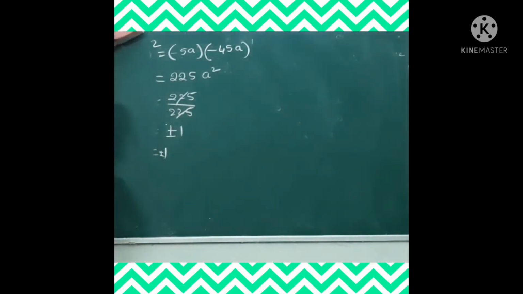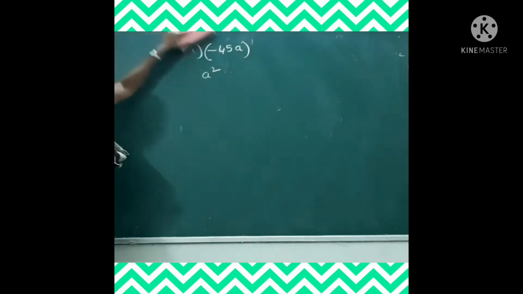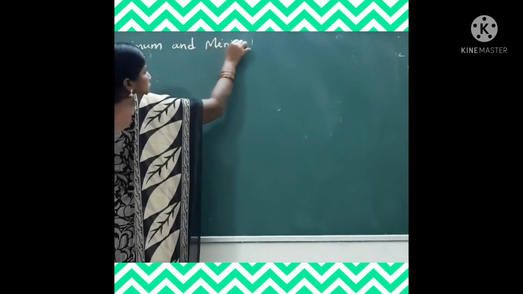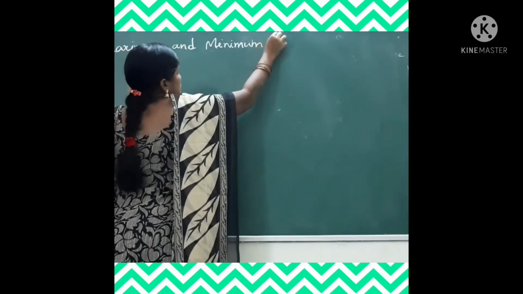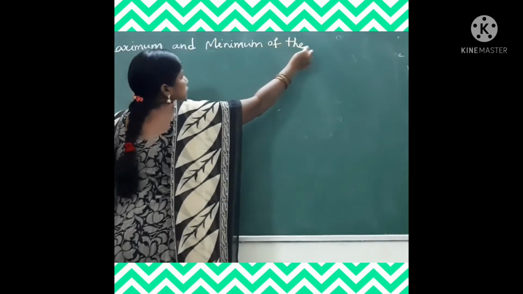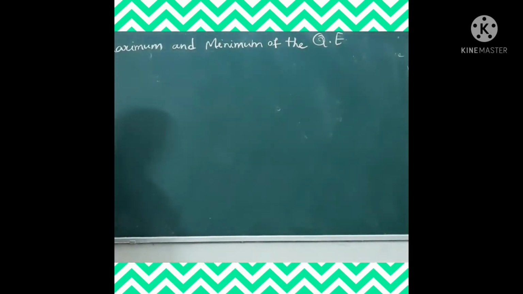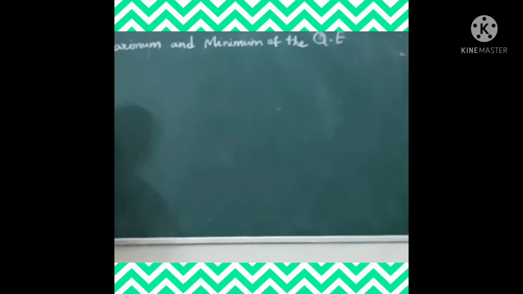Next one is maximum and minimum of the quadratic equations. What are maximum and minimum values? Maximum means high value and minimum means low value.